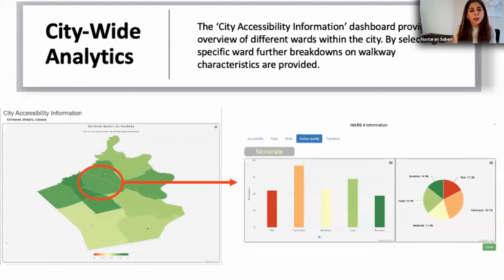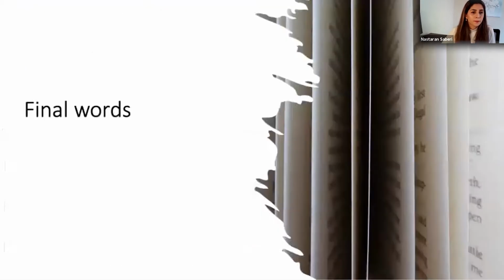AccessMate can be used to help identify areas where sidewalks should be upgraded and updated to help prioritize these tasks. And we provide citywide analytics. The City Accessibility Information Dashboard provides an overview of different neighborhoods, different wards within the city. This information provides an easy way to identify areas that may require upgrades, and consequently to improve the lives of residents, particularly those with mobility disabilities. So this was only one use case of leveraging AI and location intelligence to make an impact in our society.